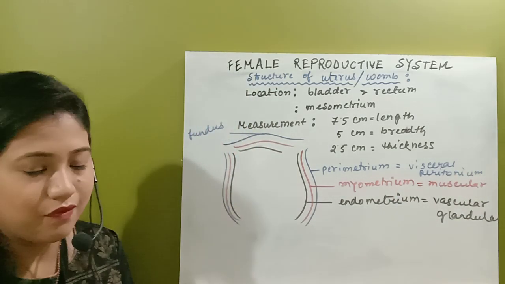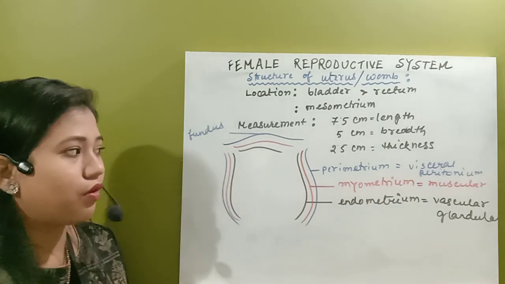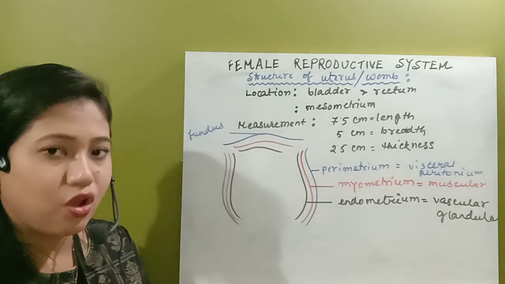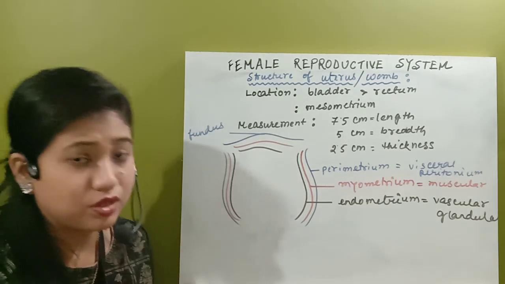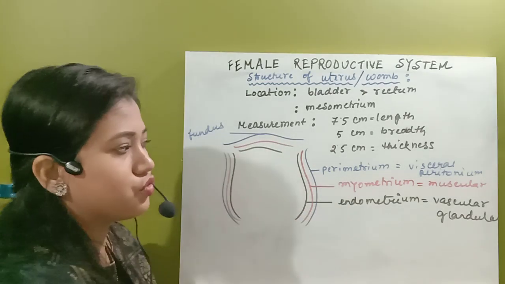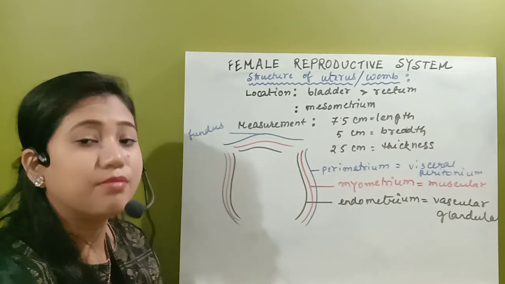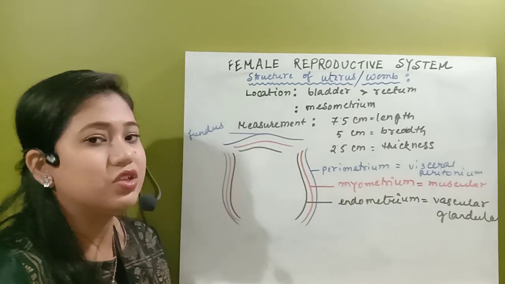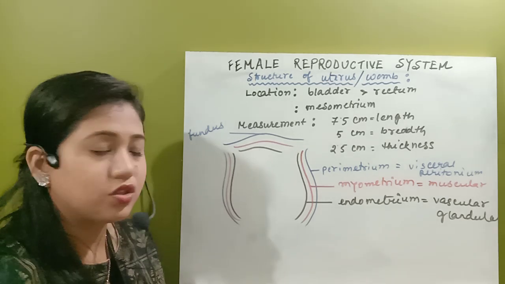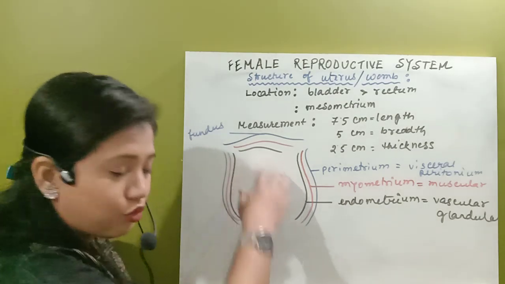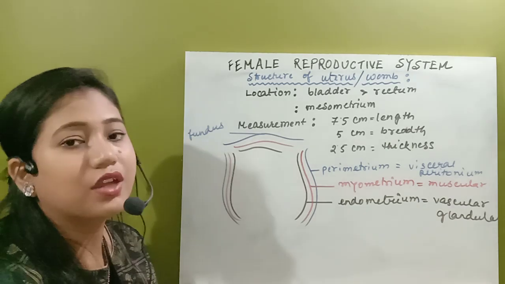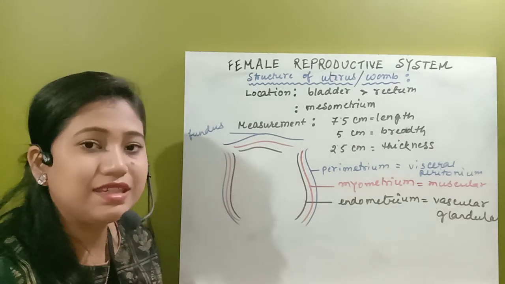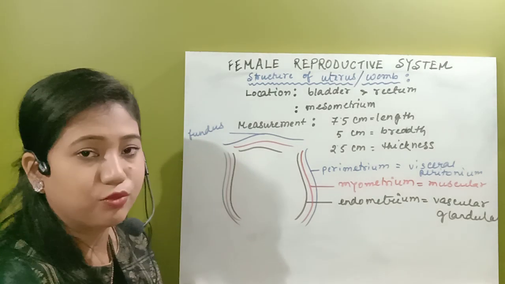Now each of them will have their own functions. First of all, the outermost perimetrium is just the covering. It is protective in nature, and it also gives the shape of the uterus. Now the middle layer is the myometrium. Myometrium is a muscular layer which provides vigorous contraction and relaxation during childbirth or parturition. In parturition the baby comes out from the mother's body, and this contraction is provided by the myometrium under the control of some hormones. We'll see in detail later when we come to parturition.